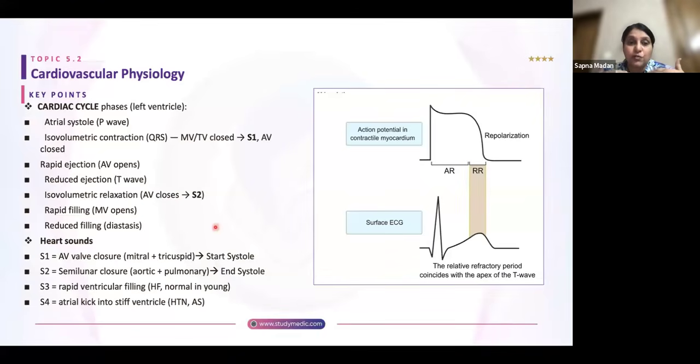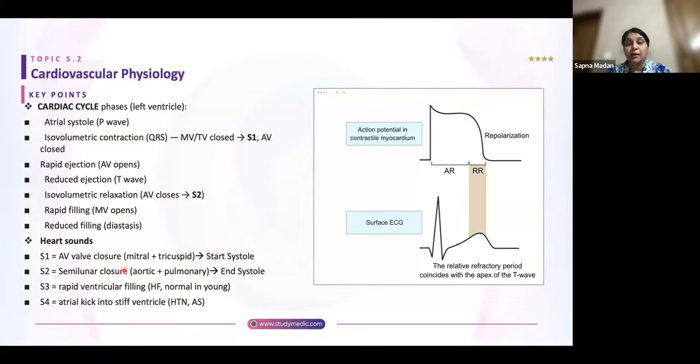Okay, so the semilunar valves will close, the AV valves are already closed, and this will begin the phase of isovolumetric relaxation. So now the heart will relax. The atria will build up pressure. Okay, once that pressure is enough, then the mitral and the tricuspid open, and this is the cardiac cycle.